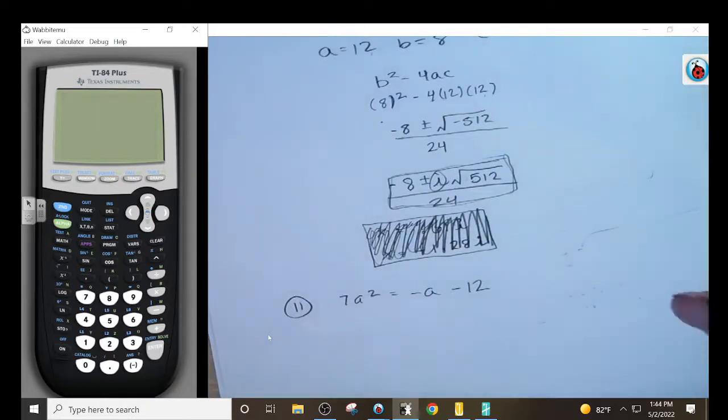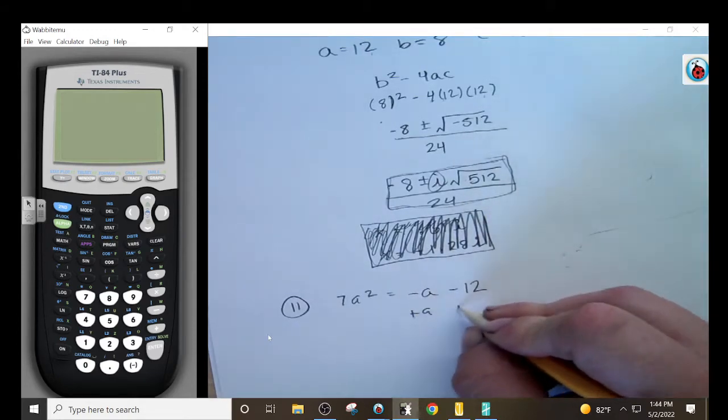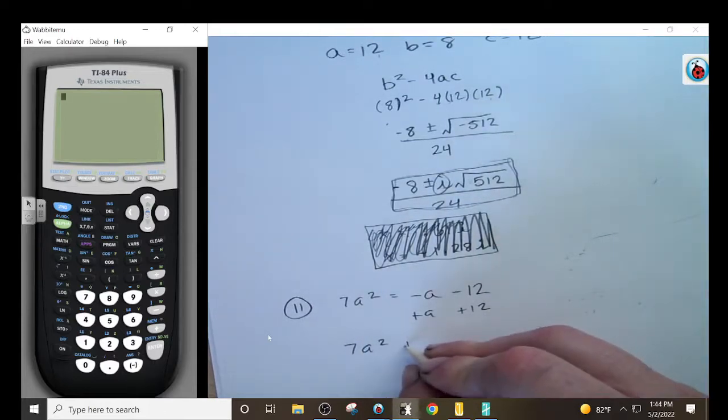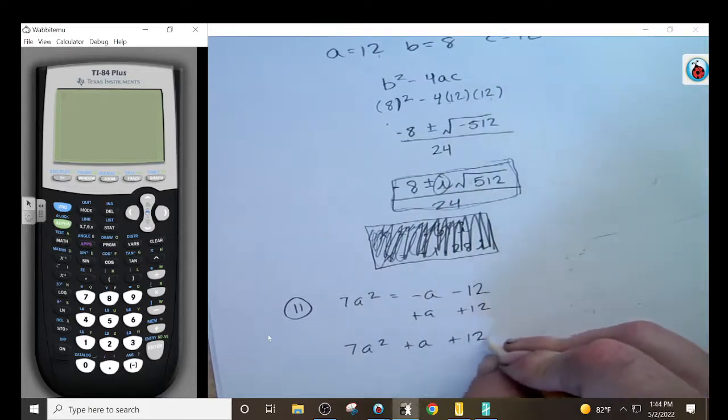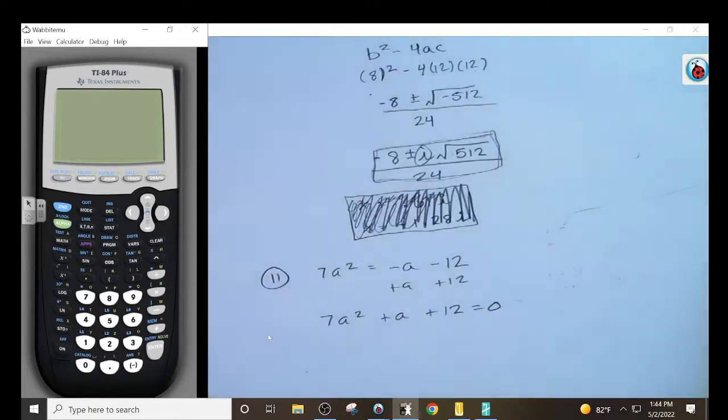All right, so quadratic formula again. I need to get it in standard form, so I'm going to add 12. That's 7a squared plus a plus 12 equals 0. So number 11.